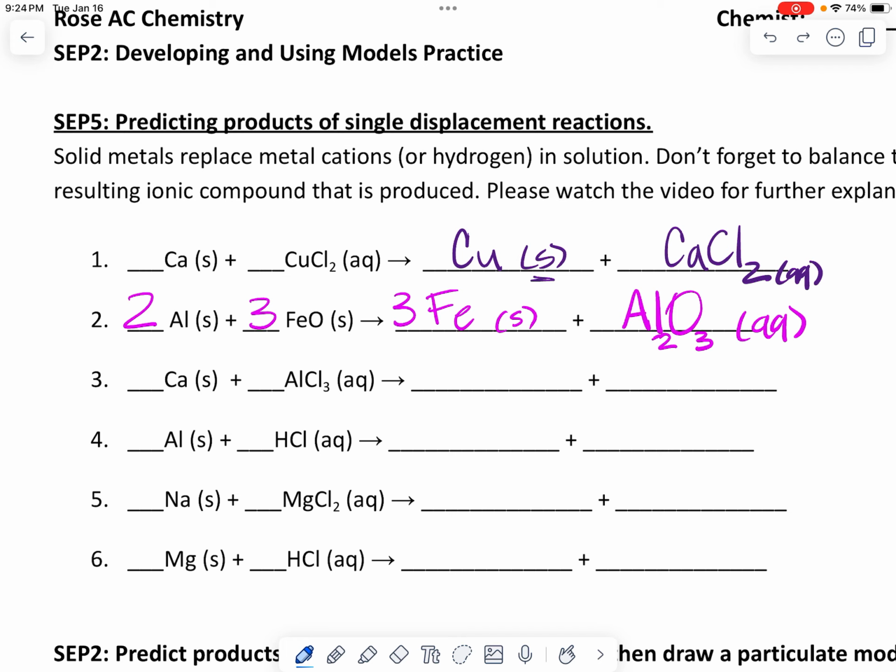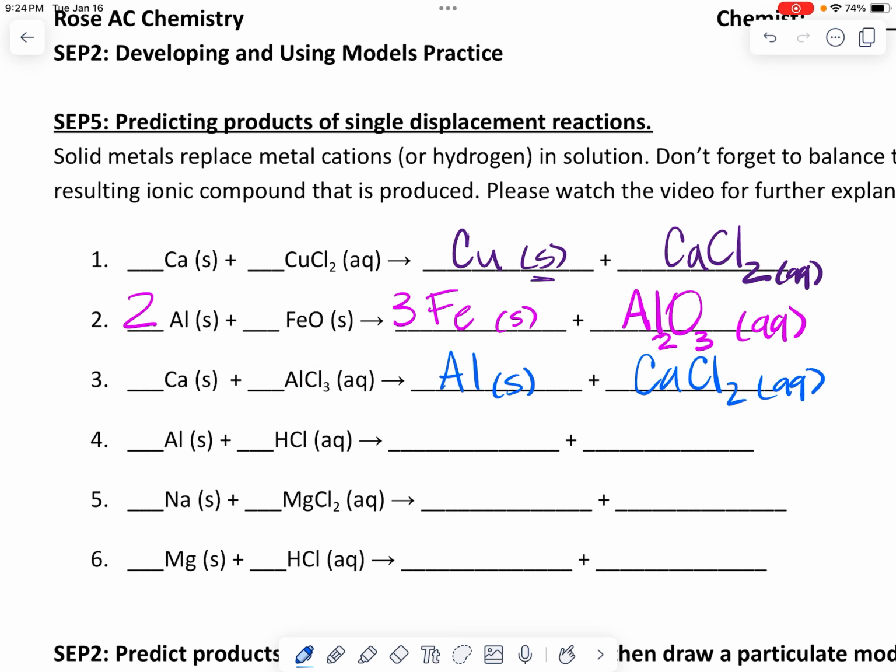So, again, my metal alone is going to replace the other metal or the other cation. So my calcium will go into solution with my chlorine, and my aluminum will come out of solution. So aluminum solid will be created, and then I will make calcium chloride. We already saw that compound before, right? 2 plus and minus 1.